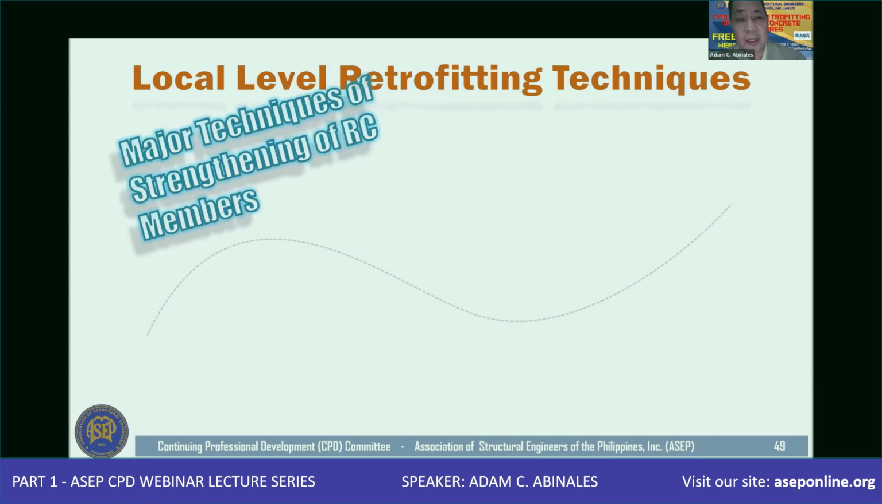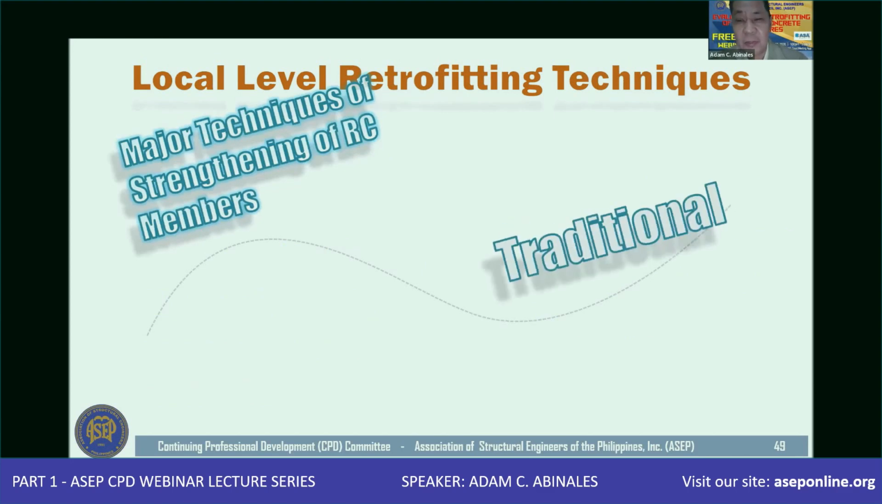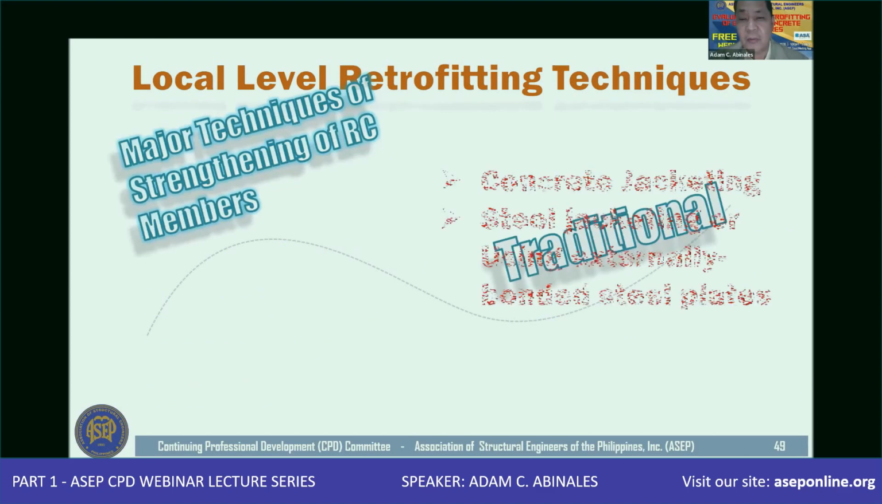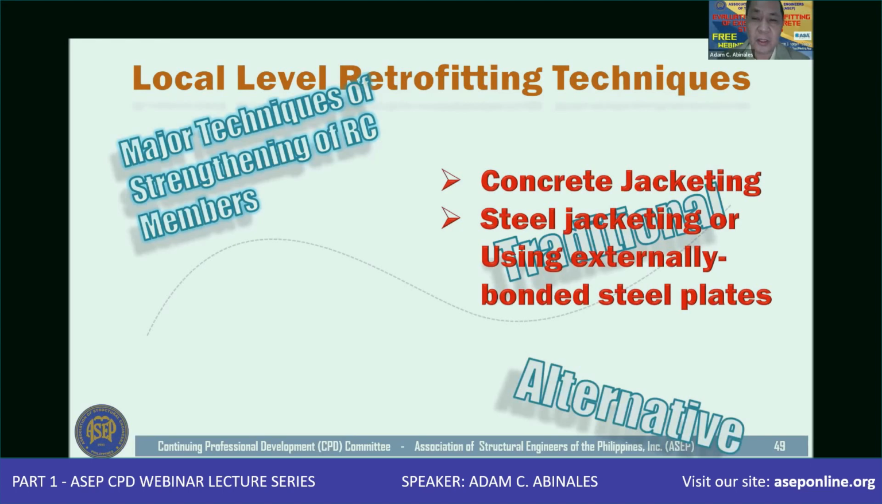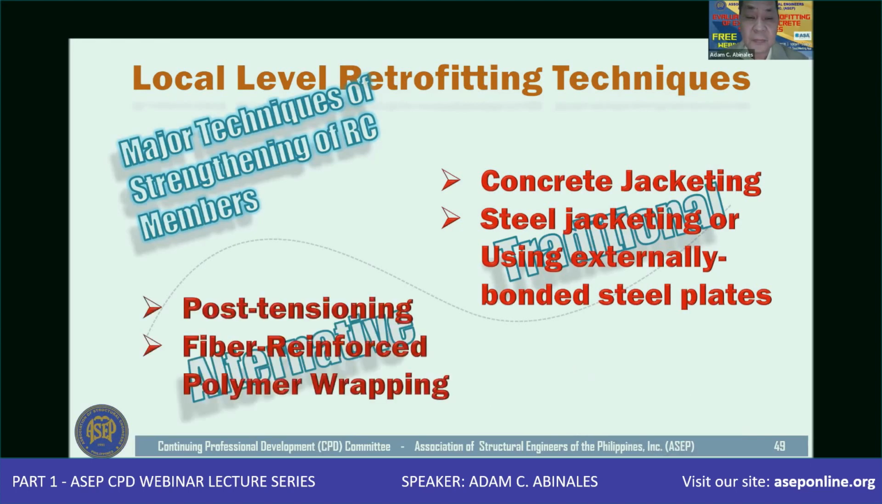What are the major techniques of strengthening? Now, we have the traditional. When we talk about traditional, we have concrete jacketing and steel jacketing, or simply using externally bonded steel plates. Now, the alternatives would be post-tensioning, or fiber-reinforced polymer wrapping. Of course, we call this FRP wrap.